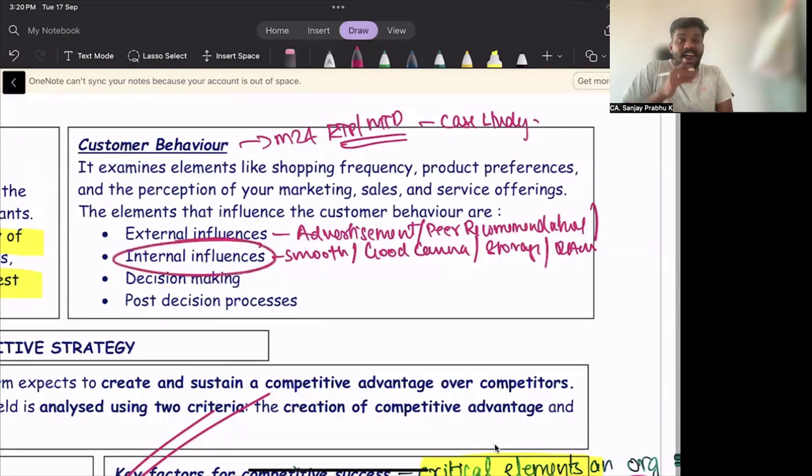Then internal influence. When I am purchasing a mobile phone, what are the things I actually want in that phone? First thing, brand. Second thing, good camera quality. These are the few things which I need.